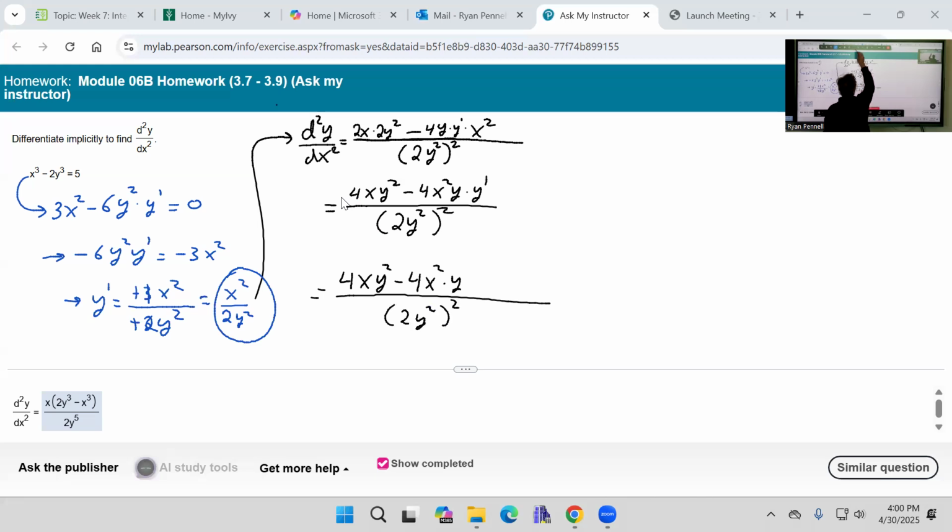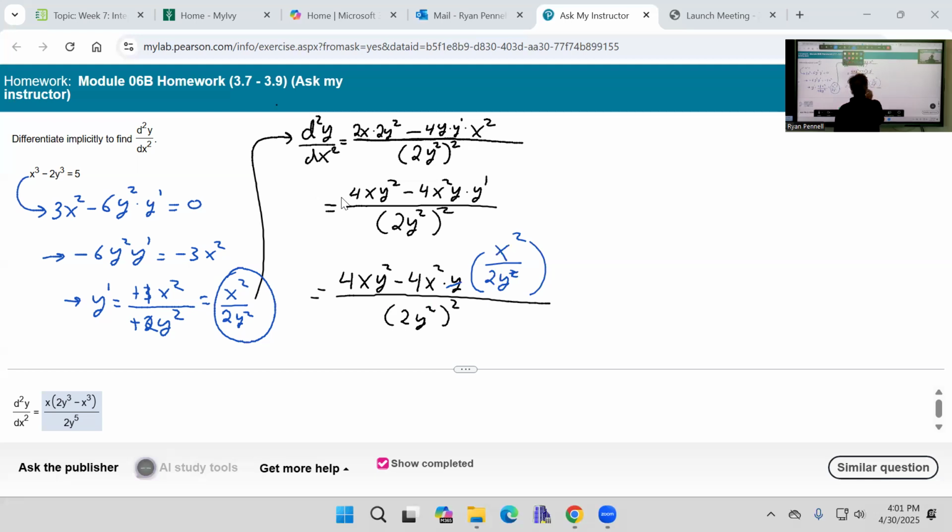I'm going to try to color code this. x squared over 2y squared. Okie dokie. So when I multiply that, I'm going to get the y will reduce by 1. That's going to reduce. Okay.